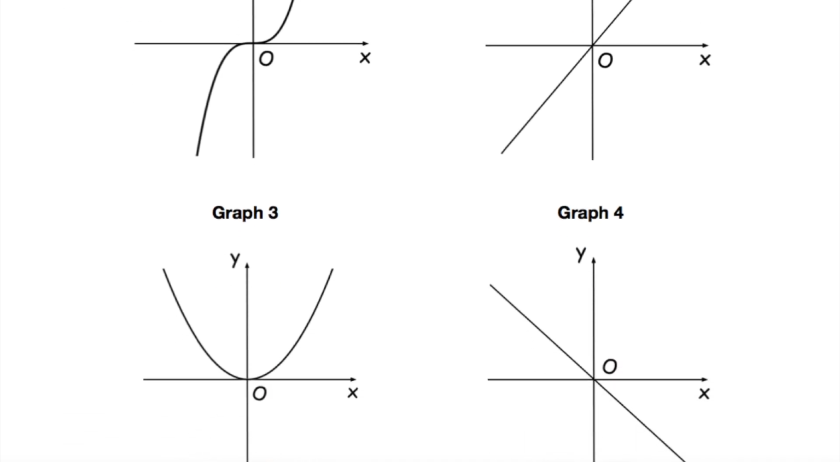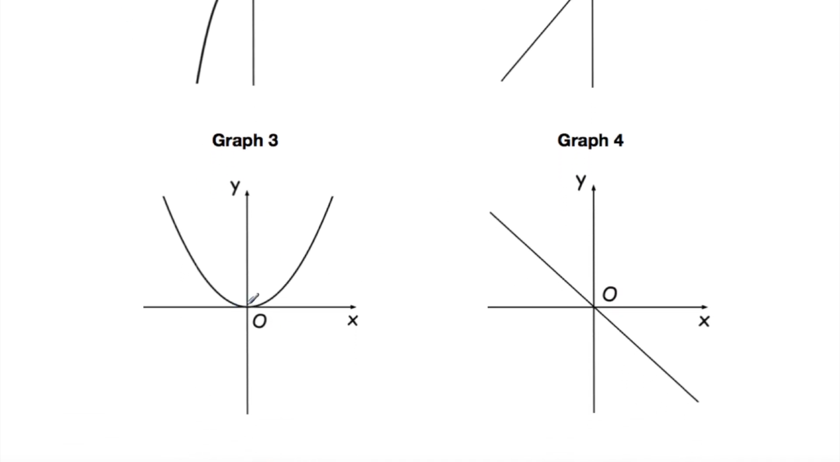Then if we go on down, we've got a parabola that passes through the origin. It's a u-shaped parabola, so it's going to be the graph in the form of y equals x squared. And then we've got a straight line graph that passes through the origin, but it's coming down this way. So the equation of this graph could be something like y equals negative x, or y equals negative 2x, or something like that.